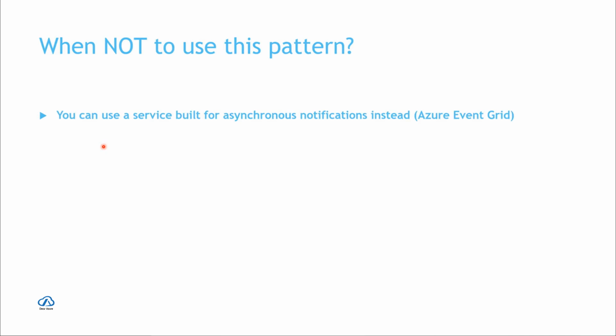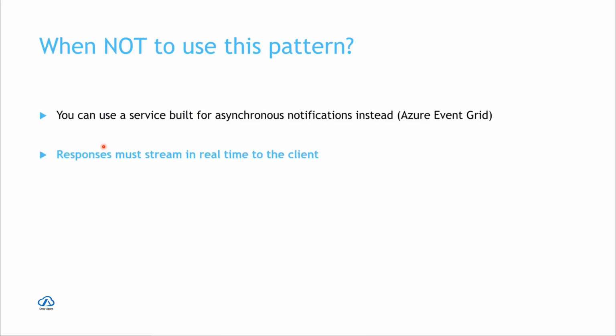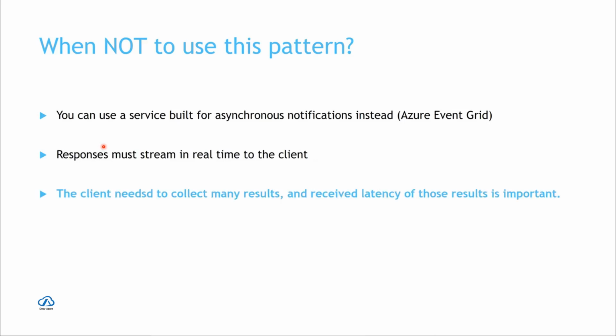Now let's see when we shouldn't implement this pattern. When you have a service built for asynchronous notification, like we can already use some of the built-in or already created services for asynchronous communication, like Azure Event Grid. You don't have to reinvent the wheel and create something again from scratch. Also, when the response time must be immediate. We have mentioned before, if the expected response time is going to be in milliseconds, you don't need to implement this pattern because it's going to add more complexity to your architecture.